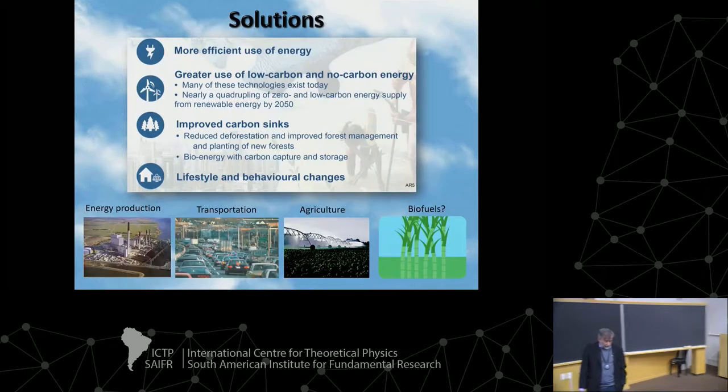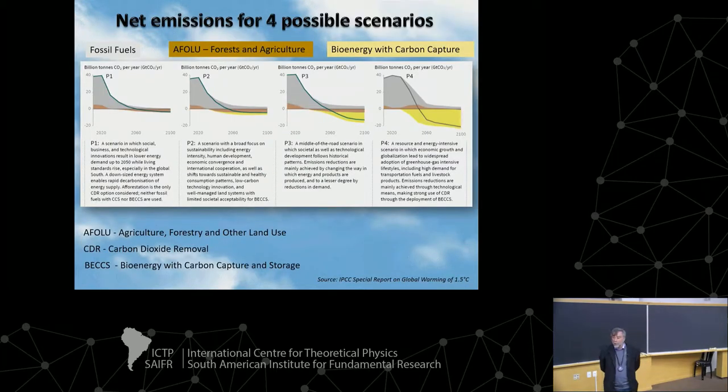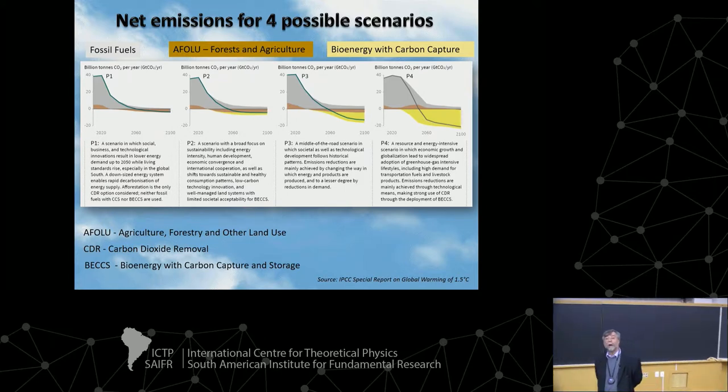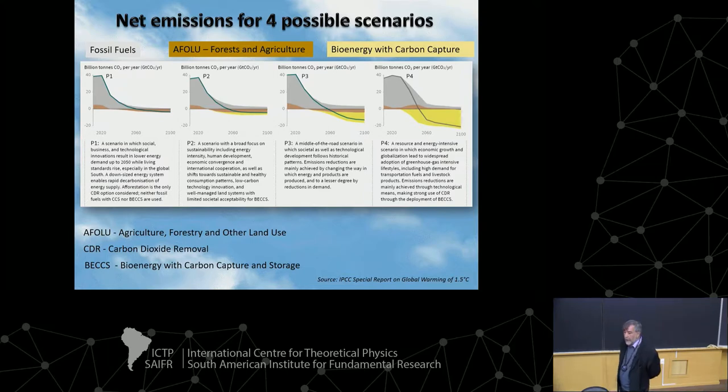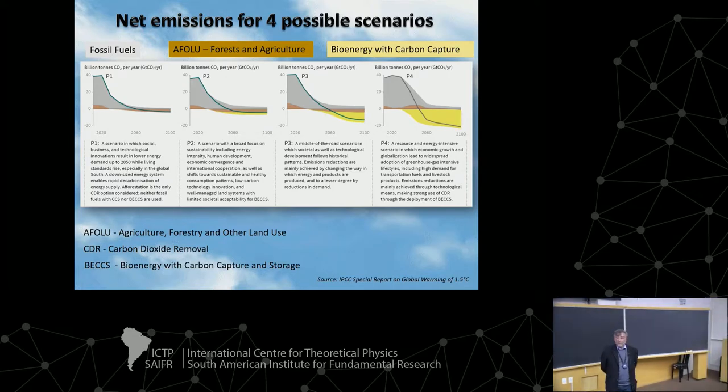So basically, there are solutions. And one of the solutions is to reduce CO2 emissions. The question is, by how much and how to do that? So the IPCC released a few months ago the 1.5 degrees report that shows how we can achieve stabilizing the planet with a maximum increase in temperature of 1.5.